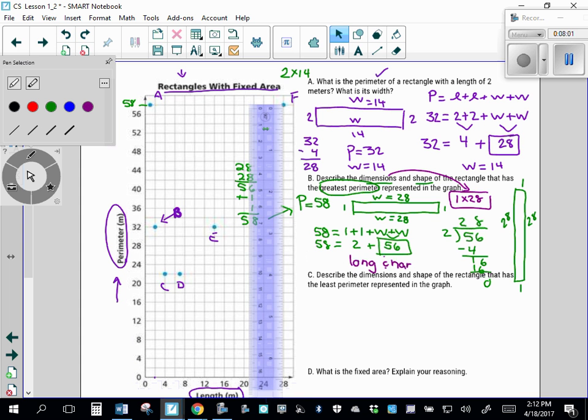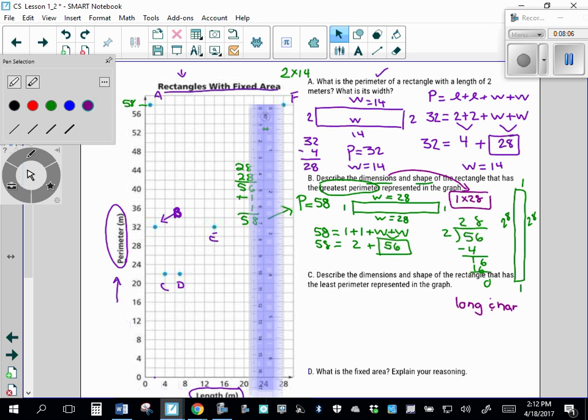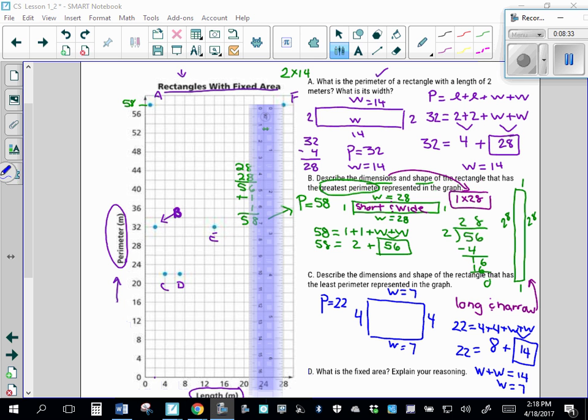Okay. This one is long and narrow. That's how I would describe it. And this one is kind of short and wide, but it's still a rectangle. Okay? Do we get that? Okay, so can you try C by yourself? Part C, you should have found that the width is 7.